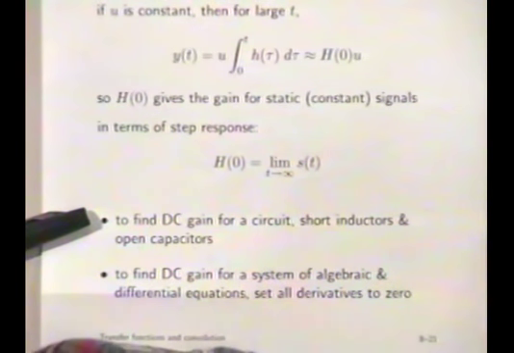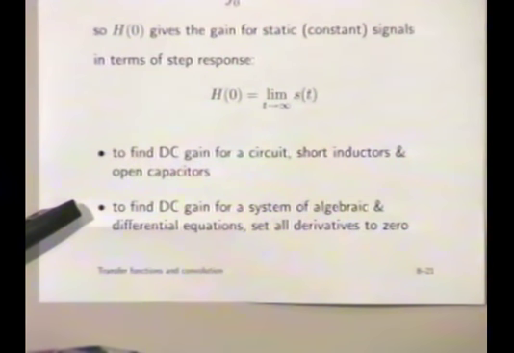These are basically rules from 101. If you have a system of algebraic and differential equations, to say that the system is in static equilibrium says that every signal is constant. That means you just set all the derivatives equal to 0 and proceed, right? So that's the idea there.